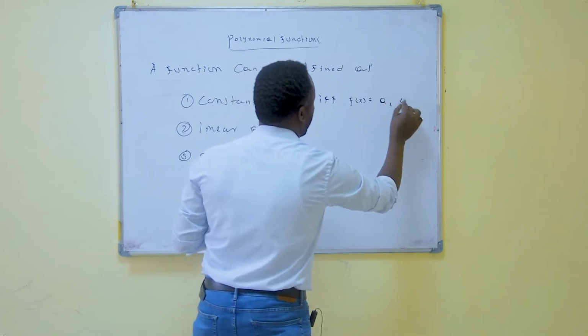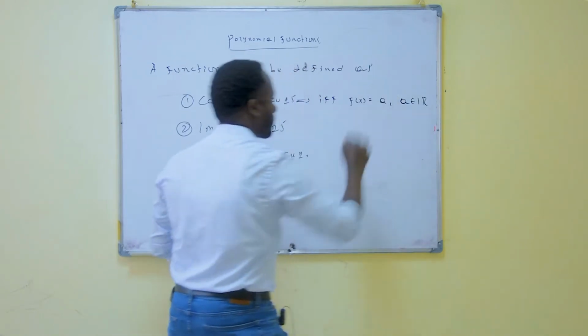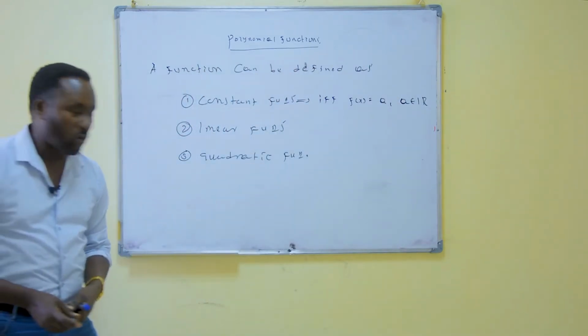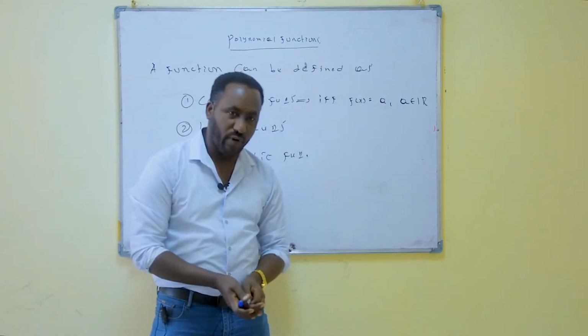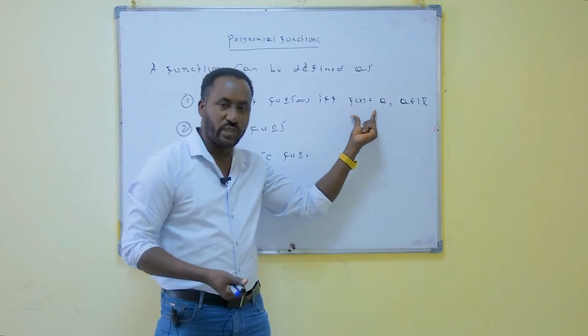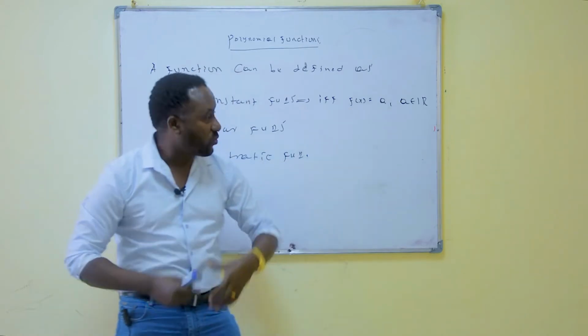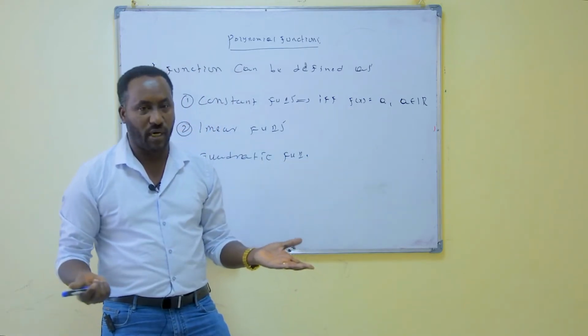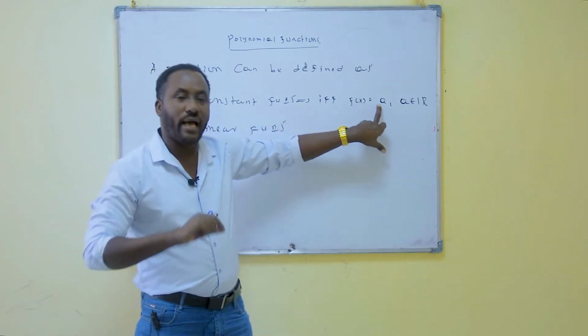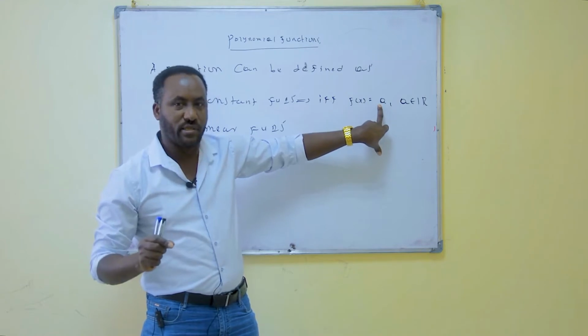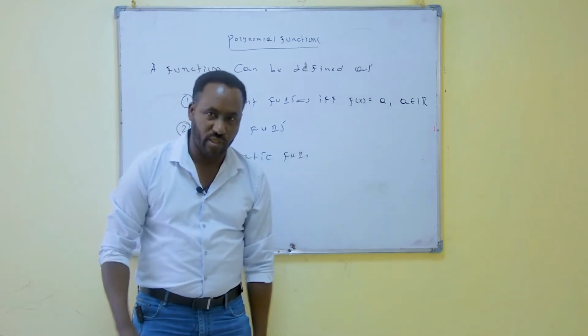f of x equals a, for a an element of the real numbers. Any function that can be written or reduced in the form f of x equals a is called a constant function. Whatever real number you substitute here, this a will never change, so we call this a constant function.